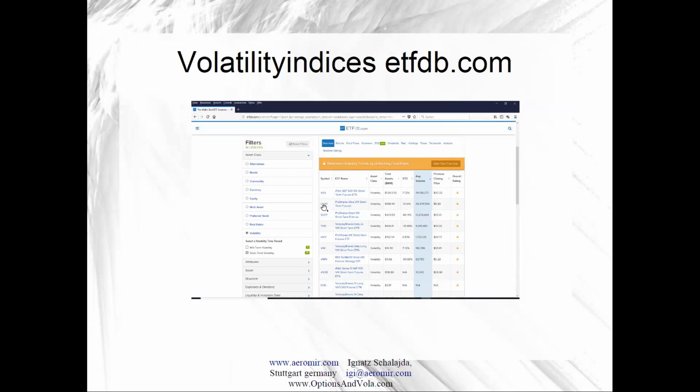UVXY is a product which is leveraged, but I don't take leveraged products. I take the SVXY or the VXX. Because in VXX I trade options, and when I trade options I don't need any leverage, because my options are the leverage, and in SVXY I trade the underlying to have less risk.